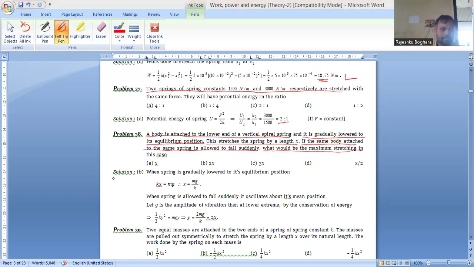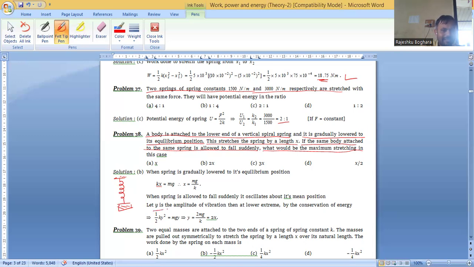First, initially the spring is in equilibrium. Load hanging with the spring. This stretches the spring by x. If the same body attached to the same spring is allowed to fall suddenly, what would be the maximum stretching in this case? Second, when the spring is allowed to fall suddenly, it oscillates about its mean position.